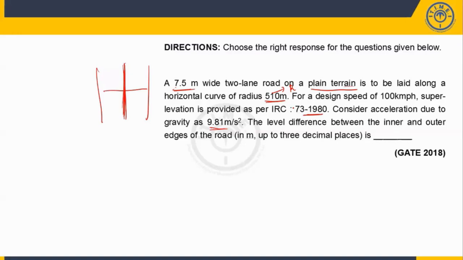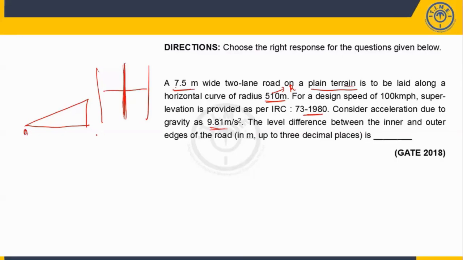What are we asked to calculate? Sir, is it capital E or small e, the level difference? First, let's calculate small e. Small e, see, it will be E square by 2g, this will be what we are getting.